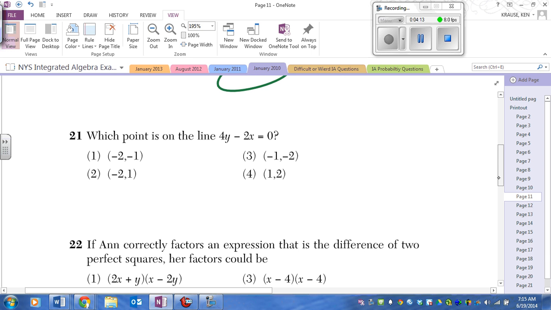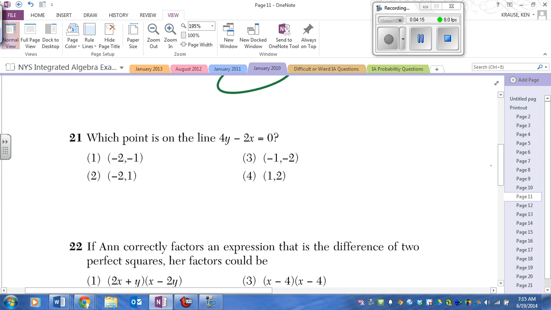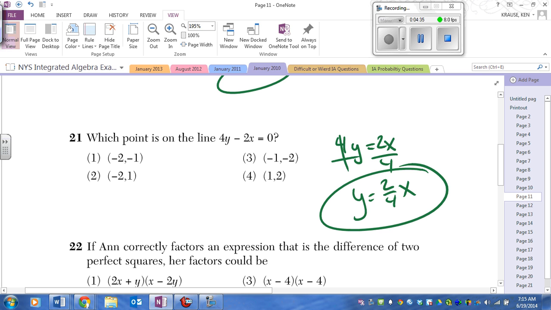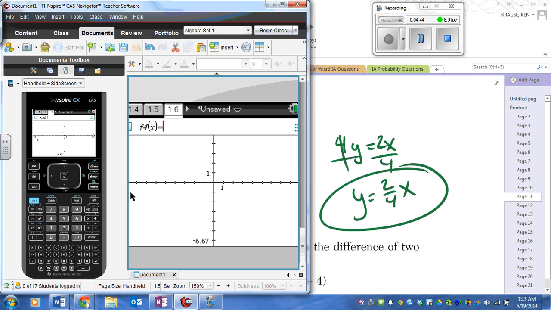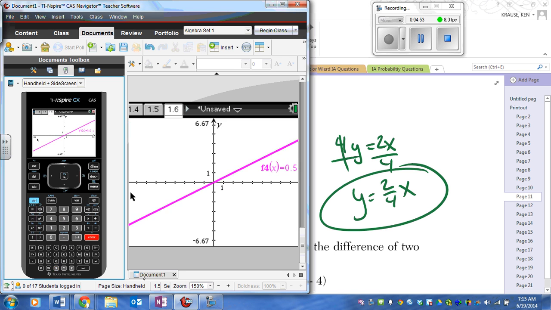Which point lies on that line? There's a couple of different ways to do it. You can just sub in. It's probably the easiest way. Or I can solve this. 4y equals 2x divided by 4. I get y equals 2 over 4x. And I can graph that on my graphing calculator. Type in 2 over 4, which is just a half, so 0.5x. I clearly could have just put 2 over 4x, but 2 over 4 is a half. And there's the line.